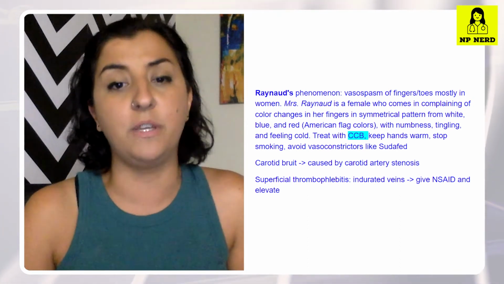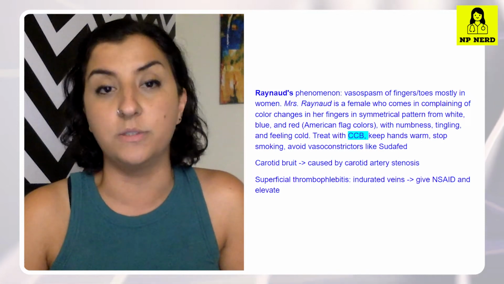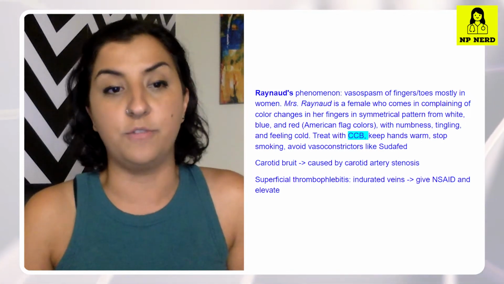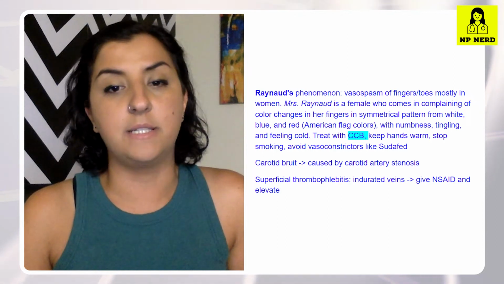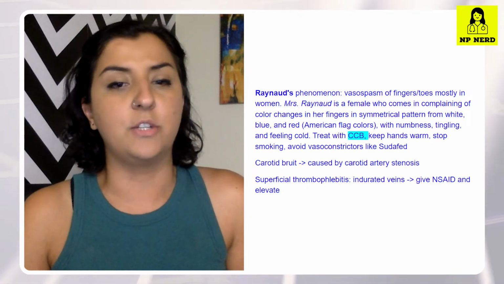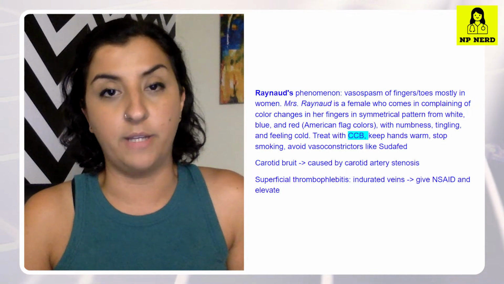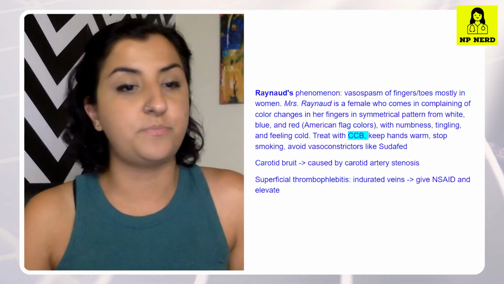She also is having numbness and tingling and feeling cold in the tip of her toes and fingers. So you treat it with calcium channel blockers and tell her to stop smoking and tell her to avoid like Sudafed or anything that's vasoconstricting.